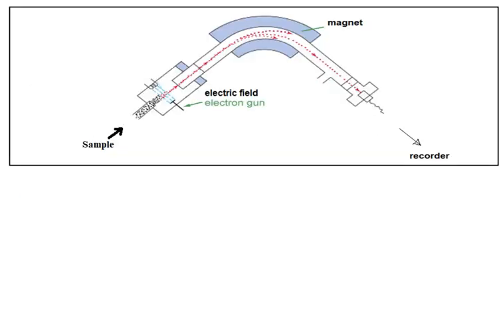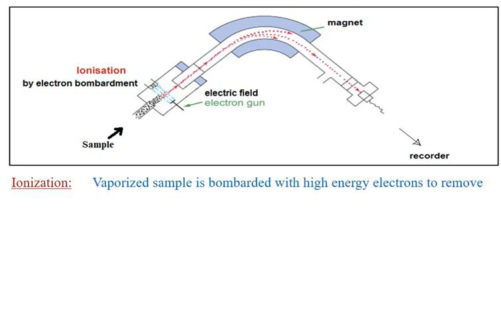So, the mass spectrometer is an instrument that contains an electron gun, an electric field, a magnet, and a recorder. And what we do is we introduce the vaporized sample into the instrument. Once we have introduced the sample, it is bombarded by electrons from an electron gun. This causes ionization of the sample. Ionization means removal of an electron from the sample so that it changes into positive ions.